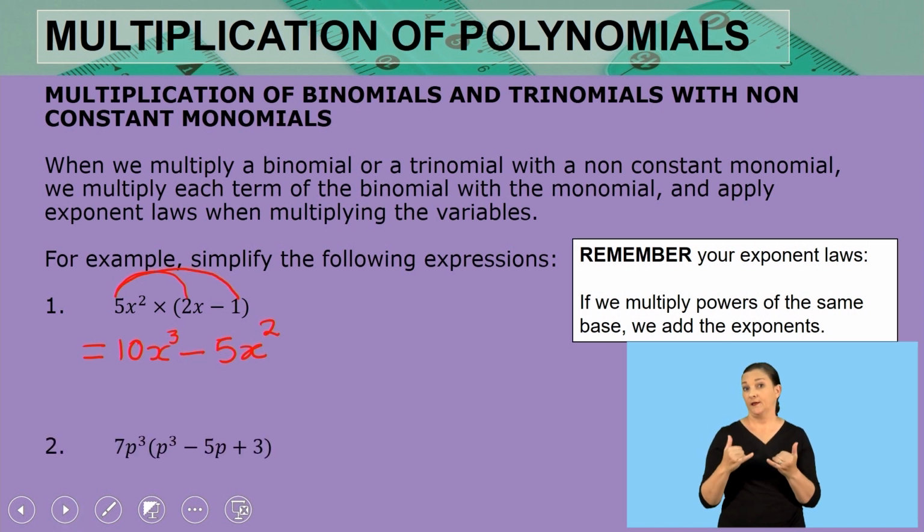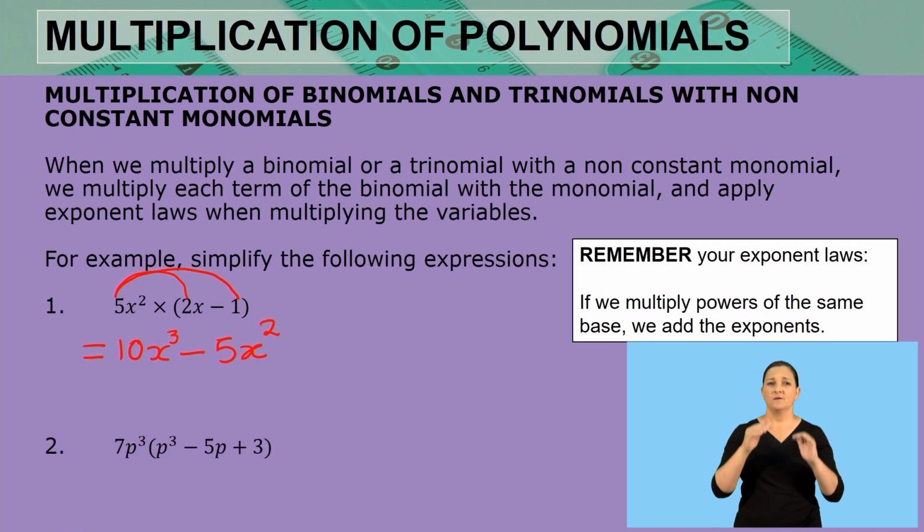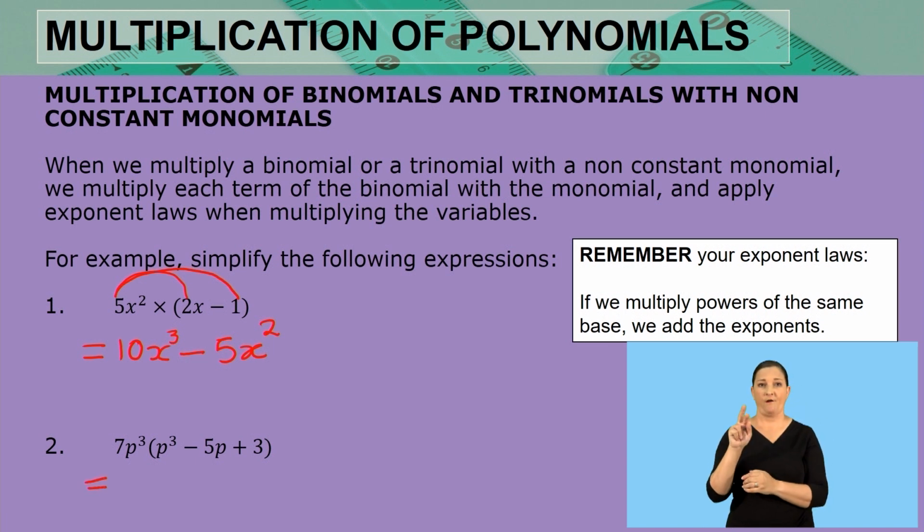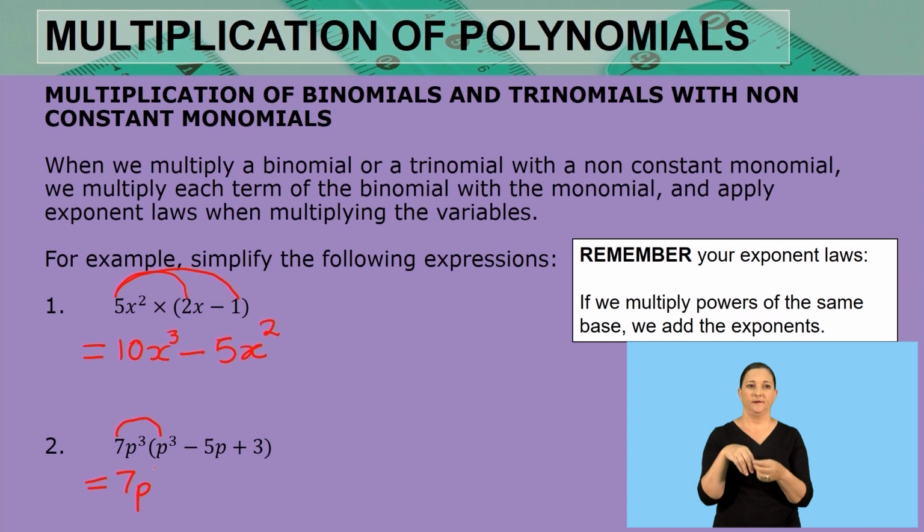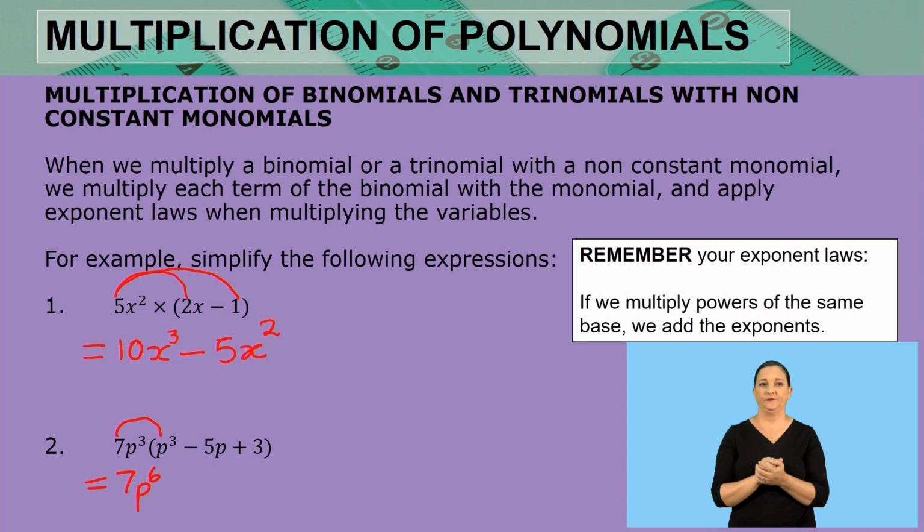What about when we are multiplying with a trinomial? So the same method will apply. We are going to use the distributive property, and this monomial outside is going to multiply with each term inside the bracket. So now we have a 7 multiplied by a 1, because that is 1p cubed. That is going to be a 7. Now we have p cubed and p cubed. They are being multiplied, so we add the exponents. That is going to be p exponent 6.